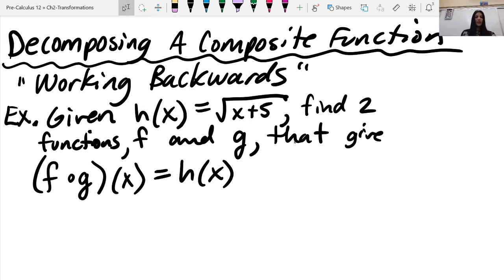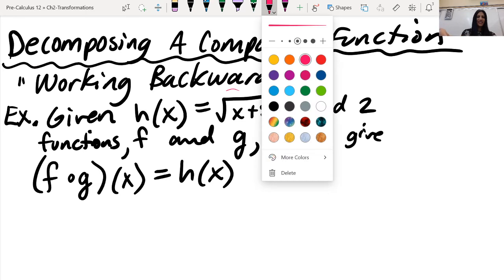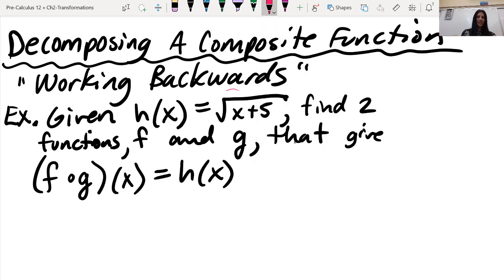So if we have h of x equals this, I'm trying to take this. Oh, what? This thing has a mind of its own. It was so thick in the last one.